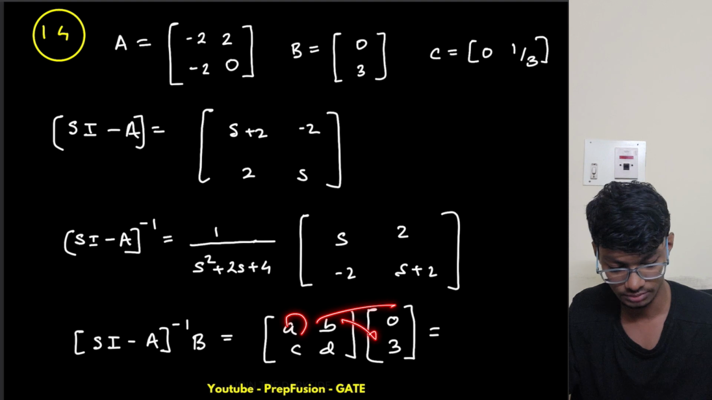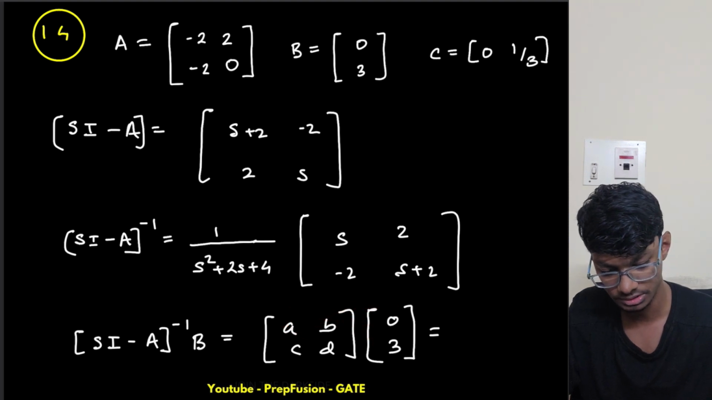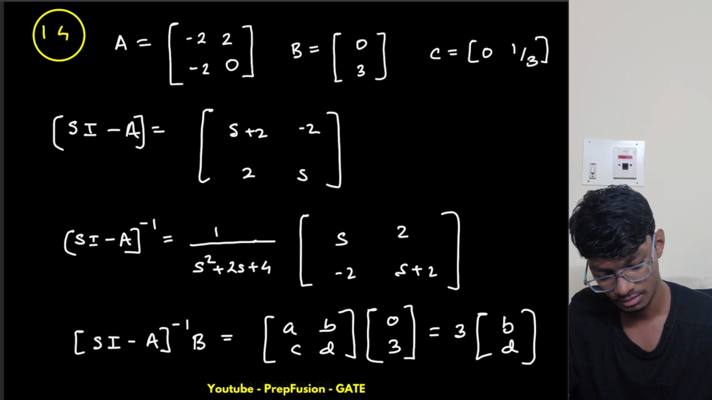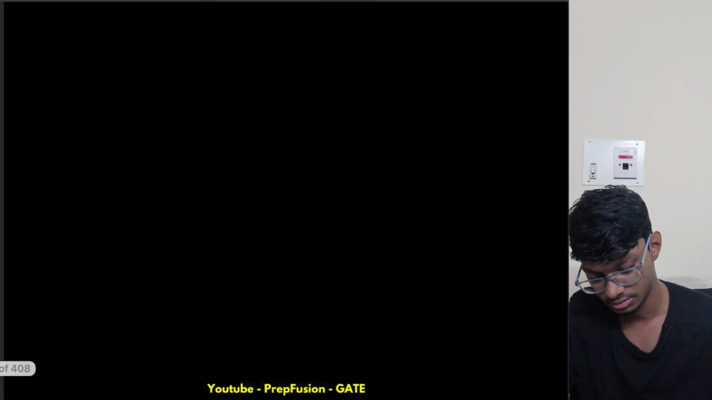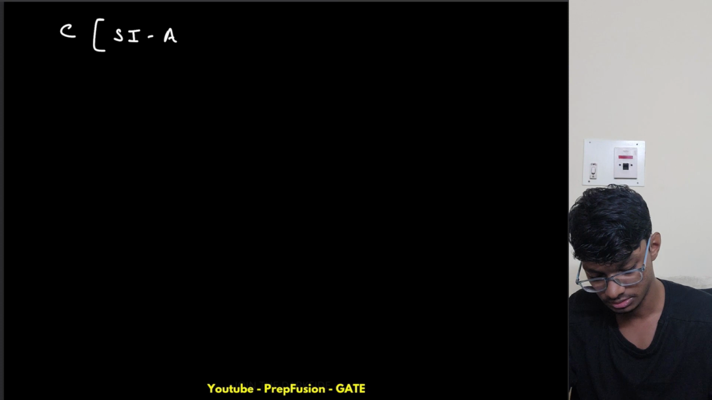So this is 0 times 3b, so this becomes 3b, and this is 0 times 3d. So just outside we get an extra 3. Okay, and this is b comma d. Okay, so now let's do the C into sI minus A inverse times B.